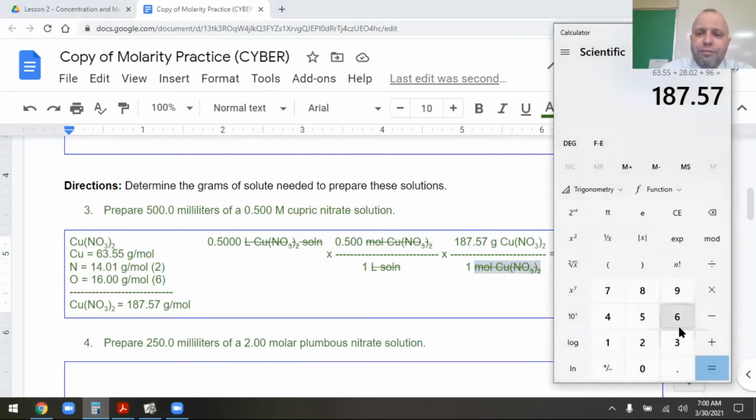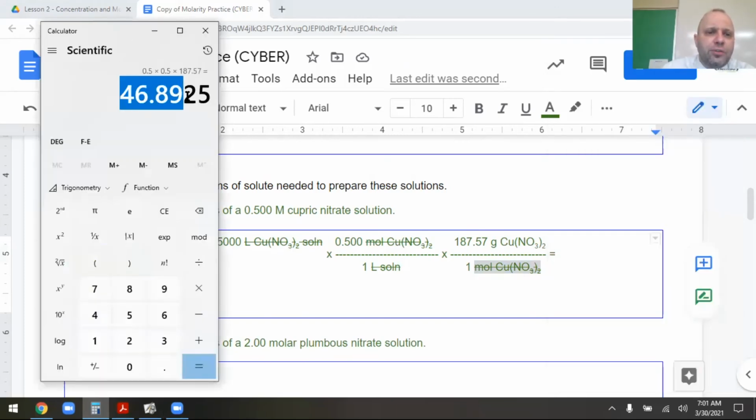So we start off with 0.5 for our copper 2 nitrate volume. Then we're going to multiply by 0.5. Then we're going to multiply by 187.57 in order to get the mass that we would need to weigh out in grams. So that turns out to be this number, 46.8925. So I'm going to copy that.